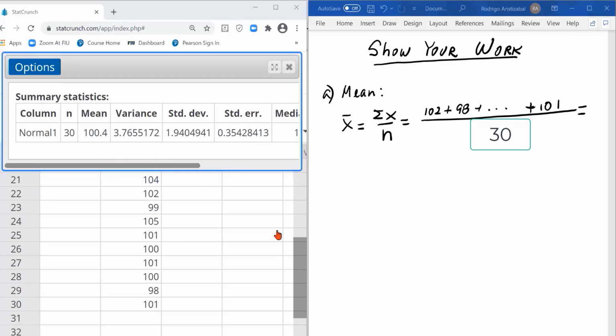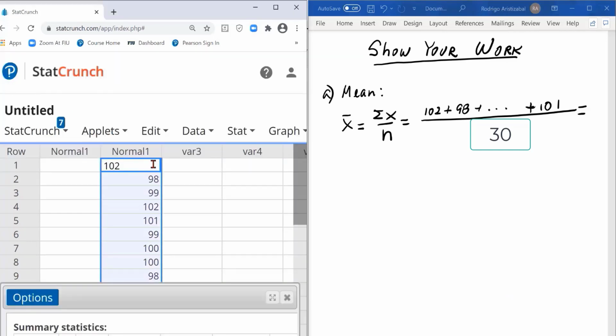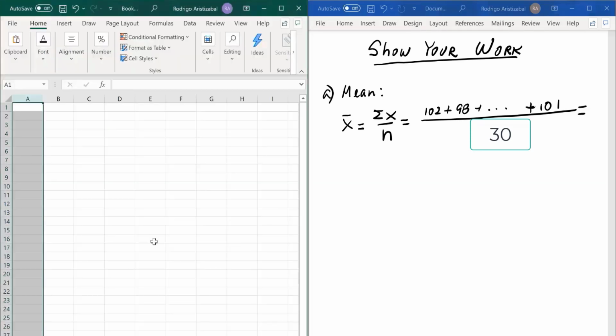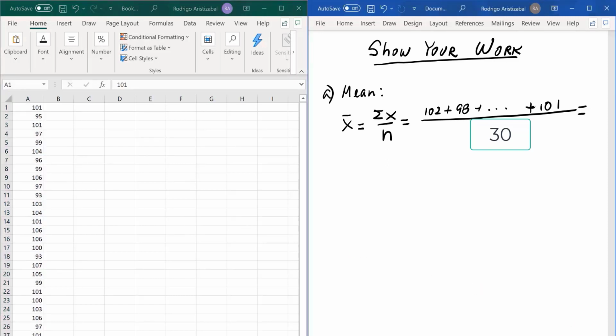You need to verify this operation in Excel, or if you want to use any calculator, you can verify. You must verify, but I strongly recommend using Excel. Let's verify this result using Excel. Let's copy all of this data. I am going to use Ctrl+C, and I will open Excel, and Ctrl+V, and I have 30 observations here. It is important to verify those operations. You must indicate the operation, and you need to verify those operations.